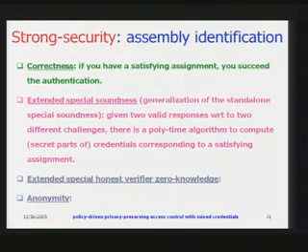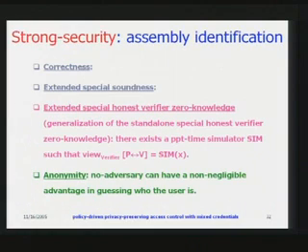And the other property is also a generalization of honest verifier zero knowledge, which means if the challenge is truly chosen at random, then we can simulate. And then the anonymity, which is the same: if there are 2 honest users, the adversary or the service provider can only guess with 50%. Then the advantage must be negligible.